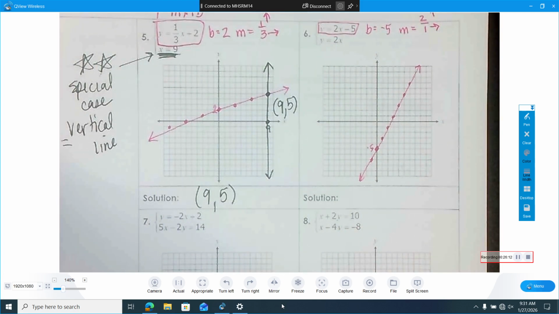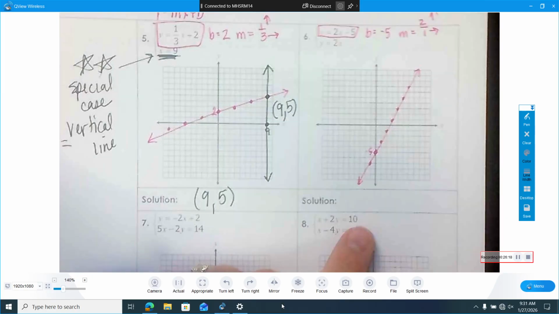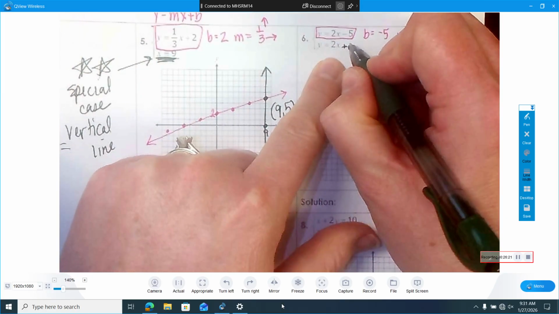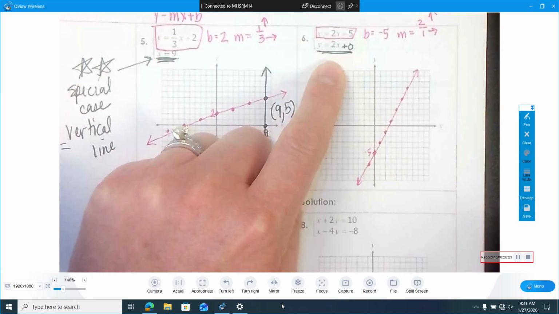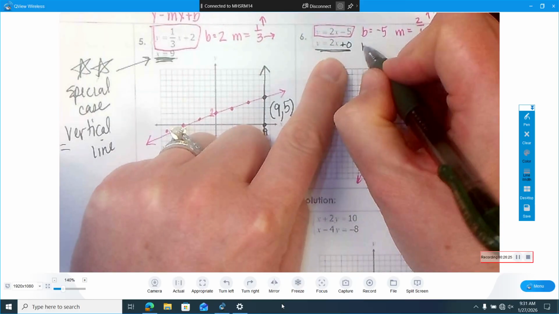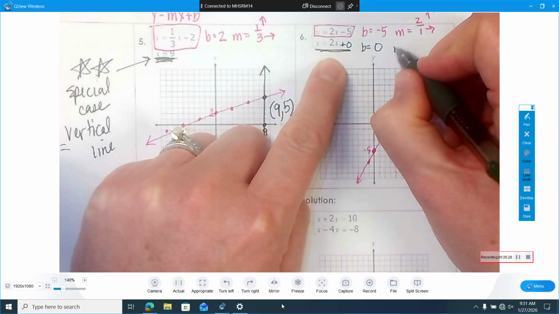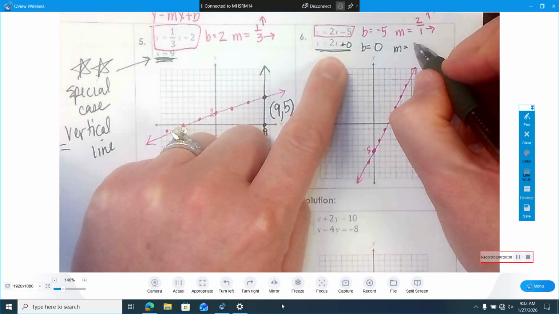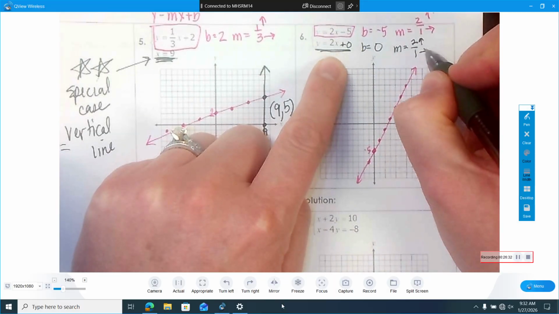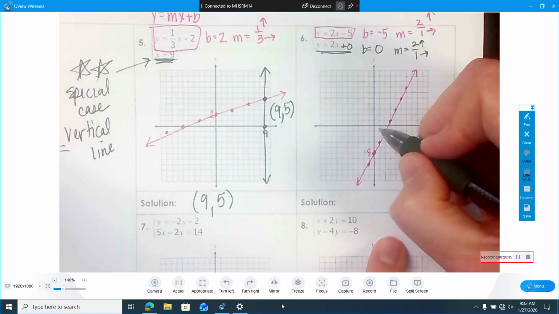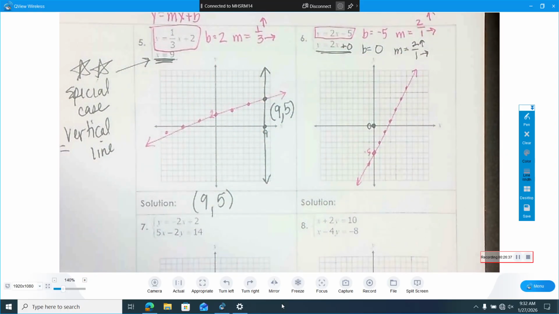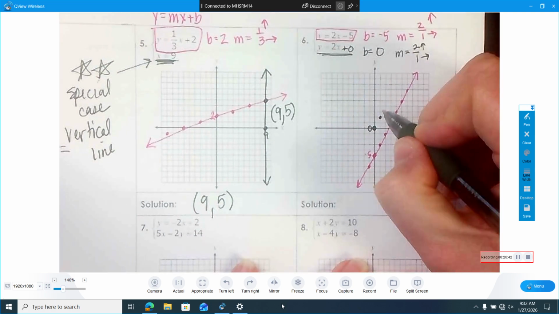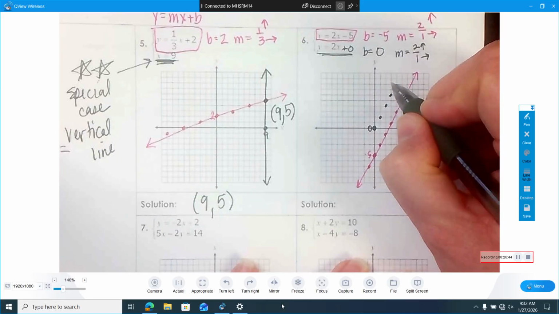All right, what about our second equation? Y equals 2x plus 0. Very good. Yeah, there's something missing there. We can fill it in with the placeholder of 0. So where are we going to begin? At 0. And then what's our slope? 2 over 1. And again, we're going up 2 and right 1. So I'm going to begin at 0 at the origin. And then from there, we're going to count up 2 over 1, up 2 over 1.